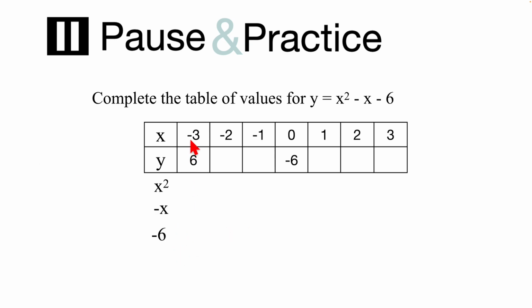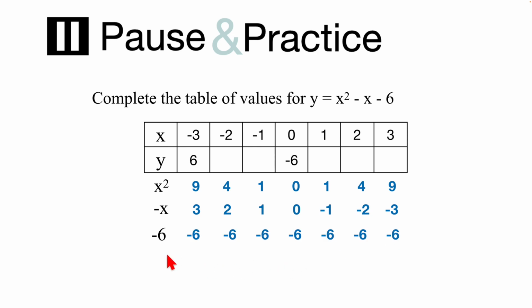So, x squared, 3, minus 3 squared, 9, 4, 2, and so on. Okay, minus x, this is the hard line, it's already minus, so it's going to be a 3, a 2, a 1, a 0, minus 1, minus 2, minus 3, and minus 6 across the board. Right, well, here we are. Here's the check. Let's see if we get it right. 9 plus 3, 12, minus 6, 6.